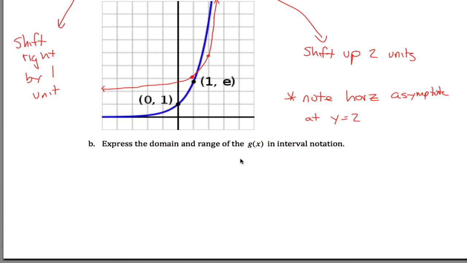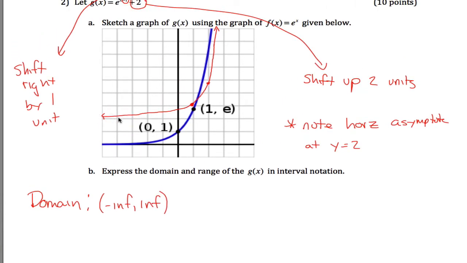Then the last problem, express the domain and the range in interval notation. Domain's kind of the easier one. The domain of an exponential function is always negative infinity up to infinity. You can put anything in this function. You can also get that from looking at this picture. Any x value has a height, according to this red graph right here.